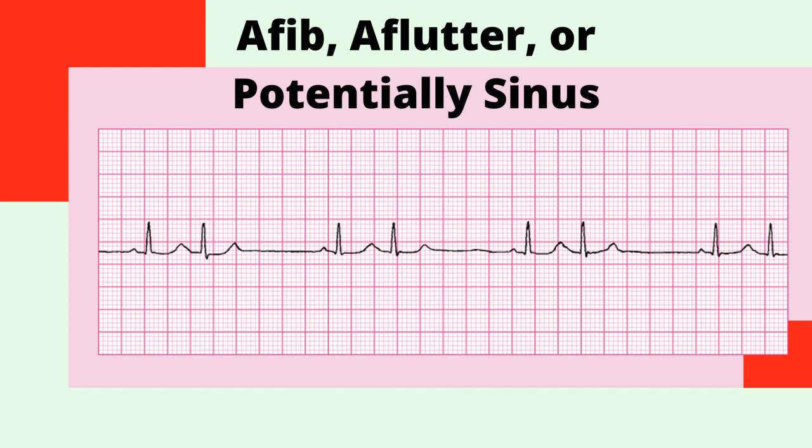Hopefully you said potentially sinus. So again, you can pick out those P waves nice and easy, at least on some of the beats. So at least on some of those beats, you believe the SA node is the primary pacemaker of the heart.